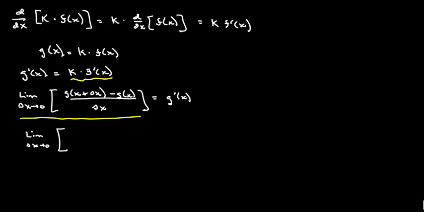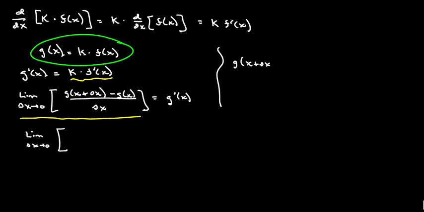Now g of x is equal to k times f of x. So that means g of x plus delta x is equal to k times f at x plus delta x. Do you see that? Because g of x is equal to k times f of x, so g of x plus delta x must be equal to k times f at x plus delta x. And likewise, g of x, we already know that's equal to k times f of x. So let's go ahead and plug these in here.